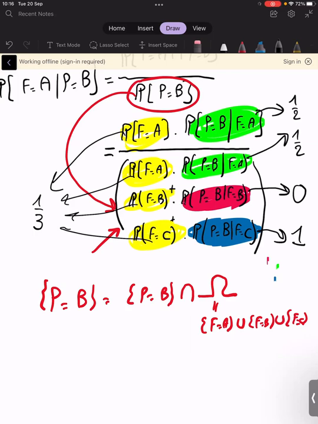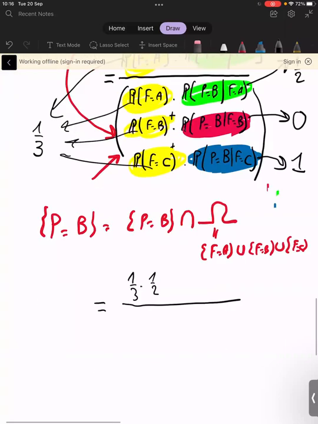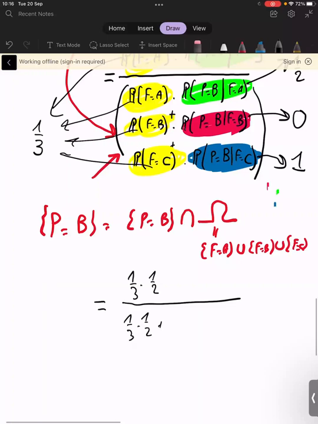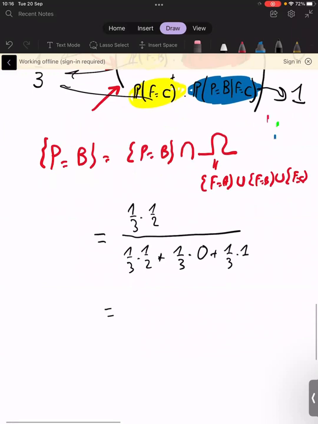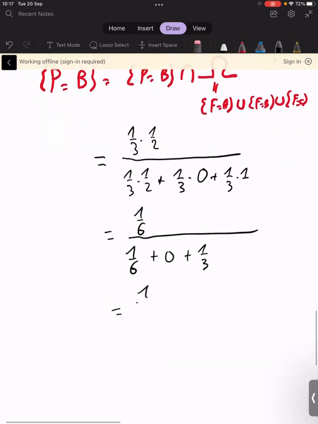Okay, is everybody in agreement with these values? But then it's 1/3 times 1/2 over 1/3 times 1/2 plus 1/3 times 0 plus 1/3 times 1. So it is 1/6 over 1/6 plus 0 plus 1/3, which is 1 over 2. And surprise, we find 1/3, the 1/3 of the changers.